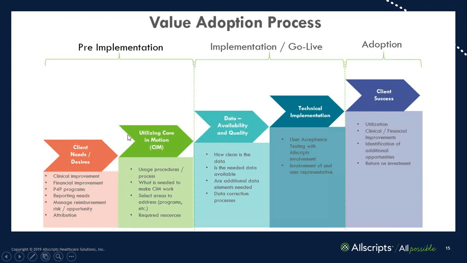So tackling this, understanding what your need and desire is, and driving it into the implementation to do data availability and quality checking is of paramount importance before you truly get into any kind of technical implementation. Being able to identify and have user acceptance testing tied into this, and value adoption. I talked about that program on the slide previously. Having this value adoption process, where the organization, your vendor, and the key stakeholders identify the requirements of the end user and the end acceptance testing, ultimately drives to client success.